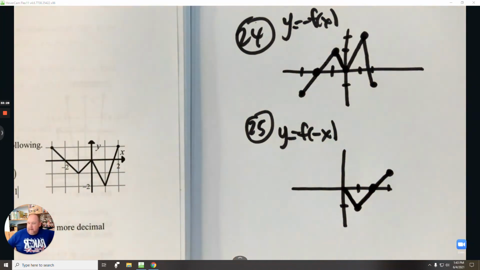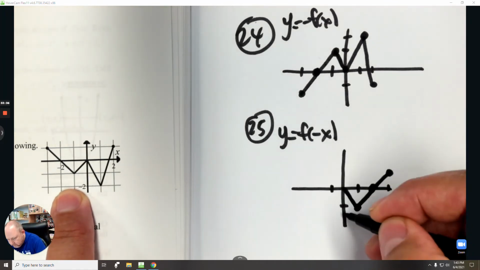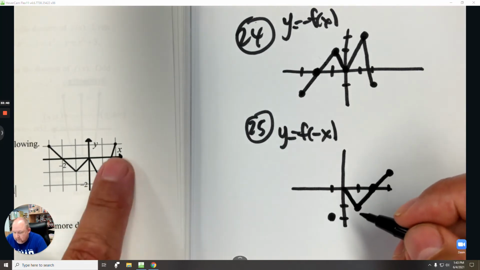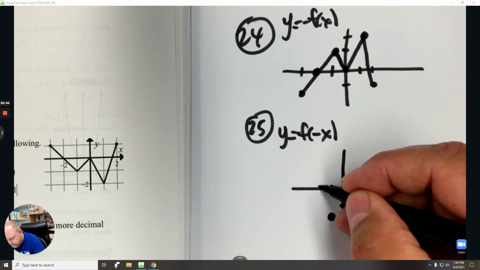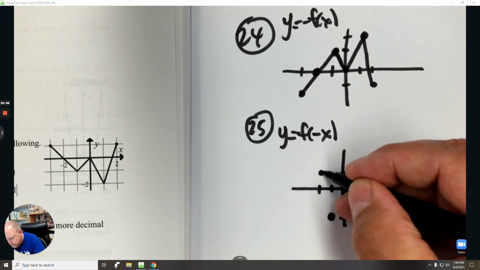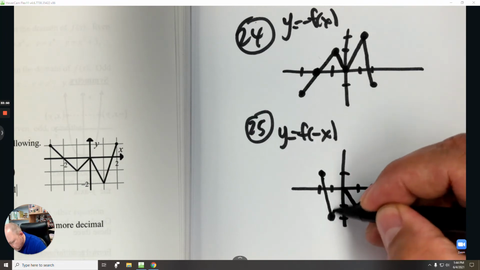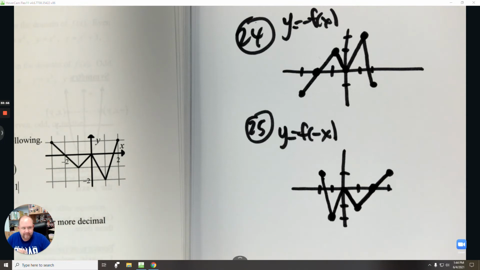And then on the other side, this side gets reflected over on this side. So this becomes negative 1, negative 2. And then this last point becomes negative 2, 1. And I just want you to see how it's been reflected over. All right, 26.